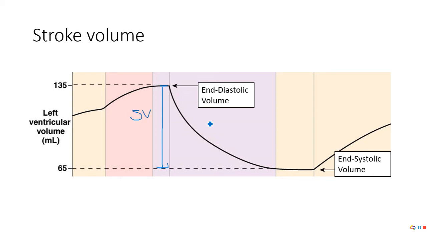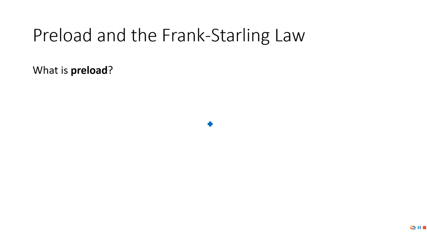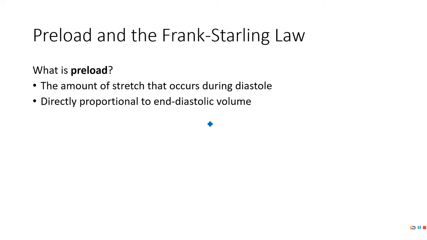This leads to something called preload. What is preload? Preload is the pressure or the stretch or the force that's being exerted upon the ventricle prior to contraction. It's proportional to end diastolic volume. Going back to my water balloon analogy, how can I increase pressure in my water balloon? There are two ways: I can put more water in it, or I can squeeze it. During diastole, the heart's not being squeezed, so it's the amount of blood coming back into it. As I increase end diastolic volume, I increase preload.